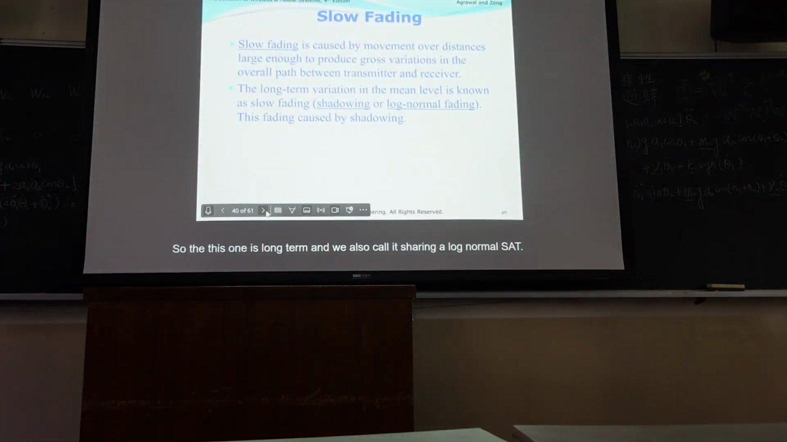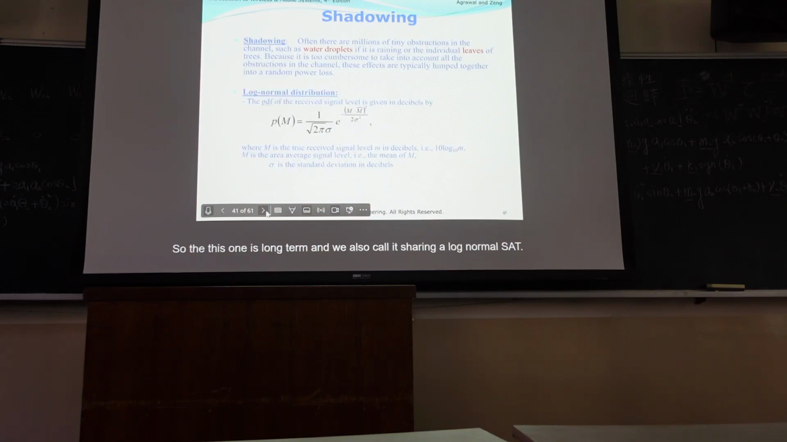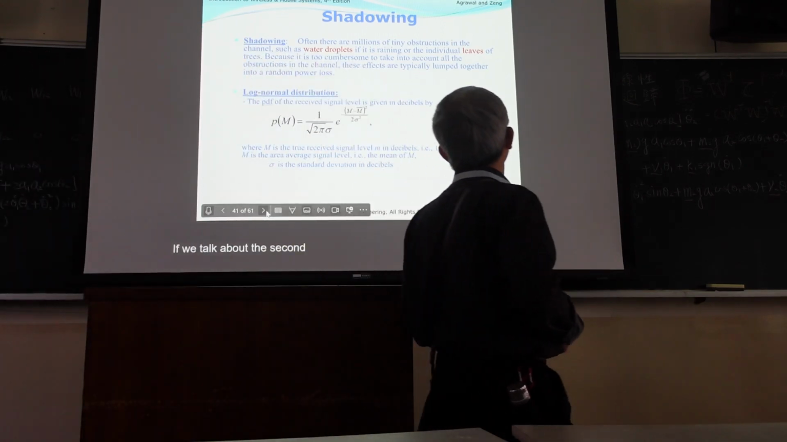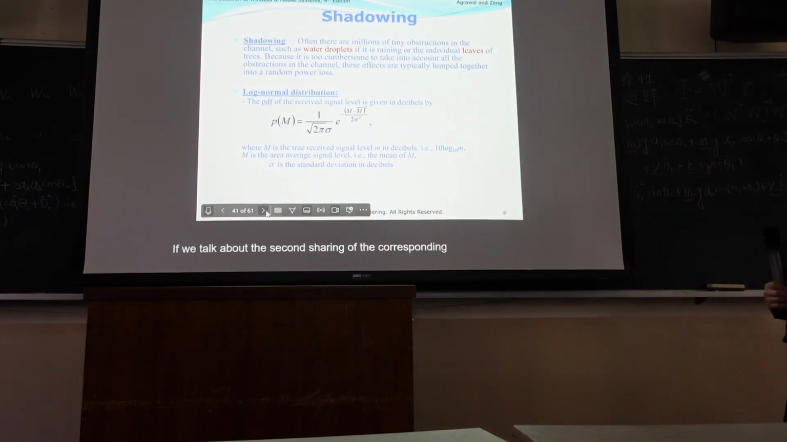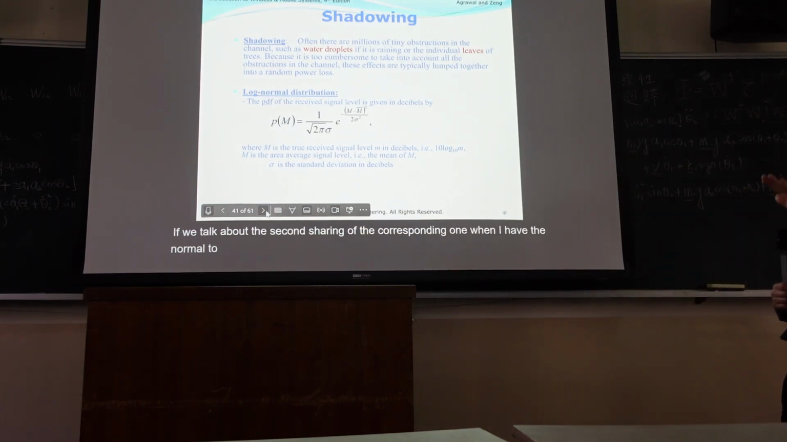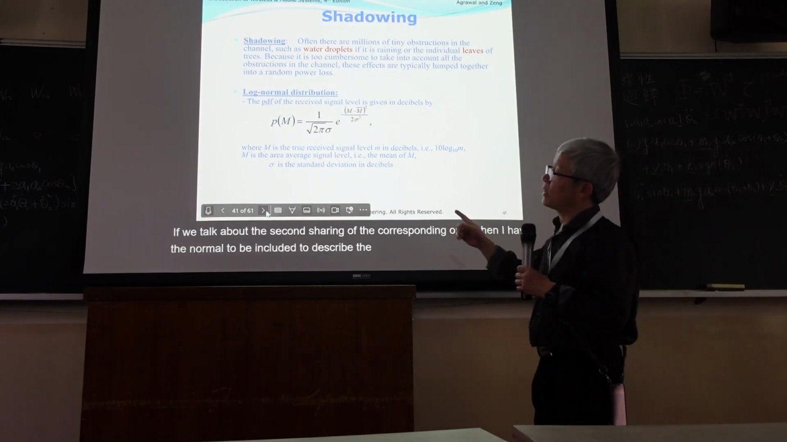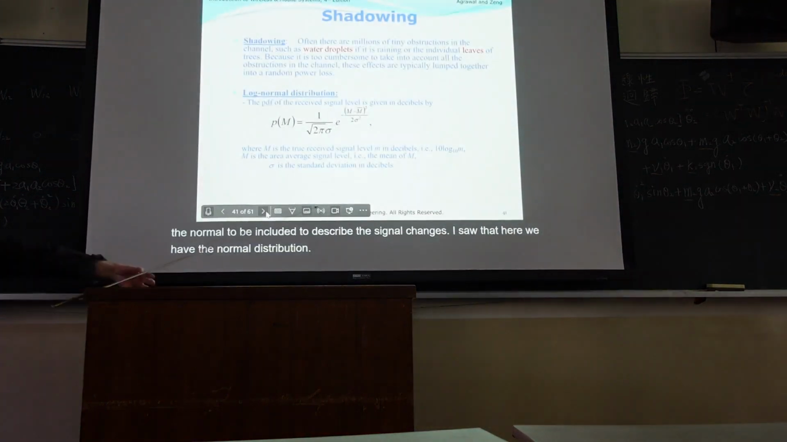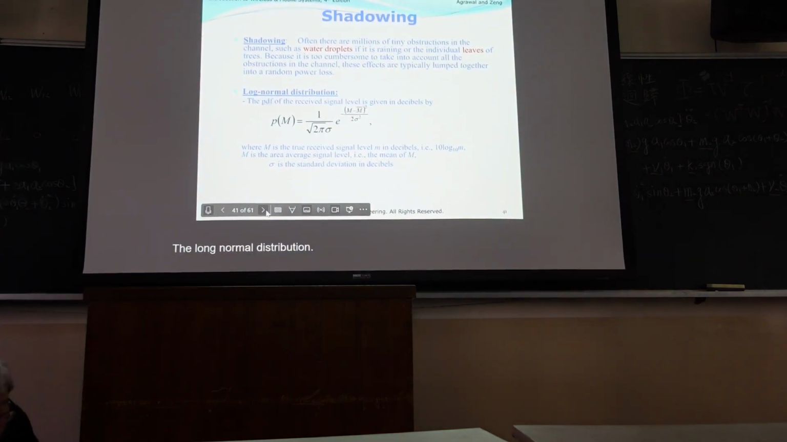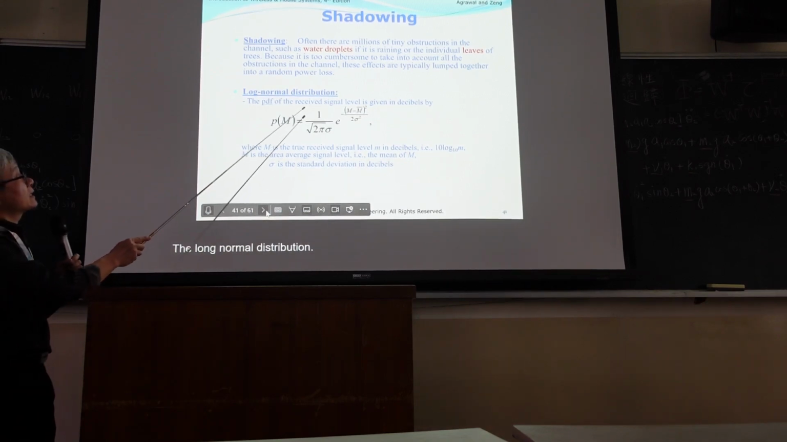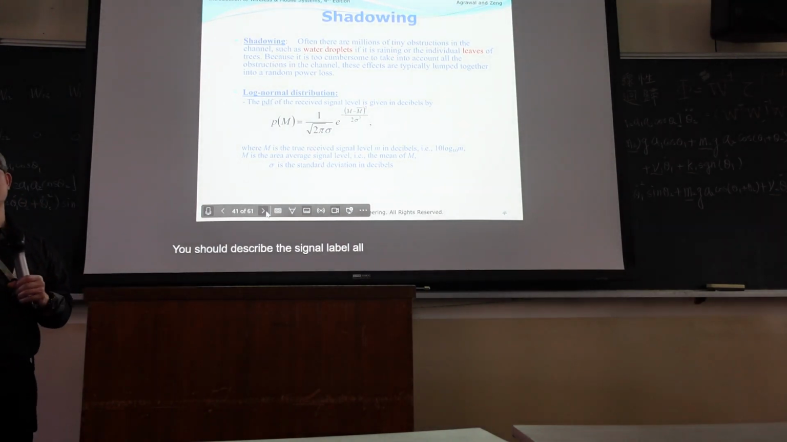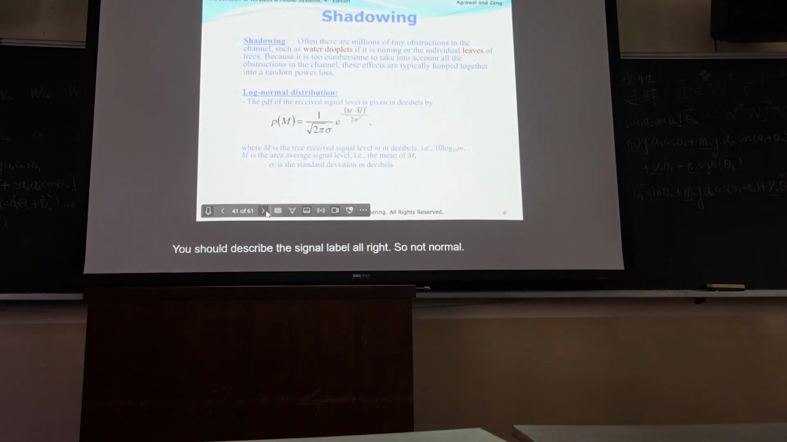This one, being long-term, we also call shadowing or log normal fading. When we talk about shadowing, we will have the log normal distribution included to describe the signal changes. And so here we have the log normal distribution, which is used to describe the signal level. Alright, so log normal. What is the form for log normal?